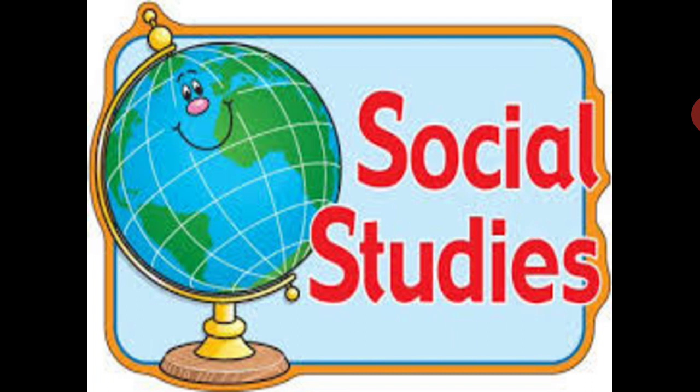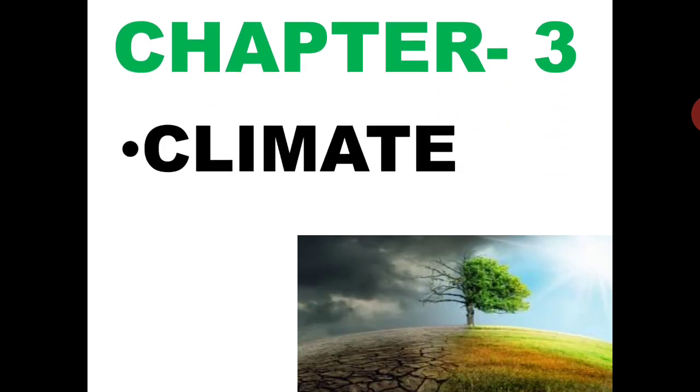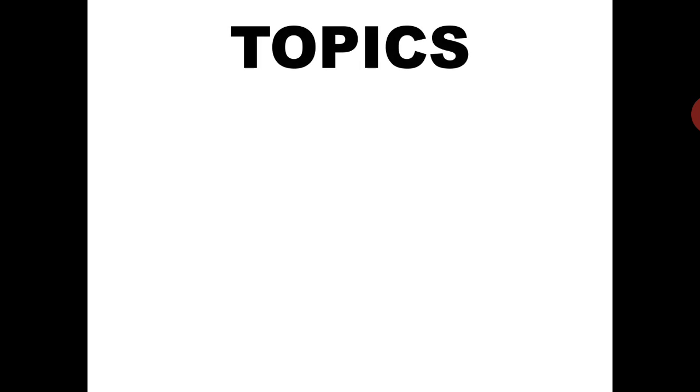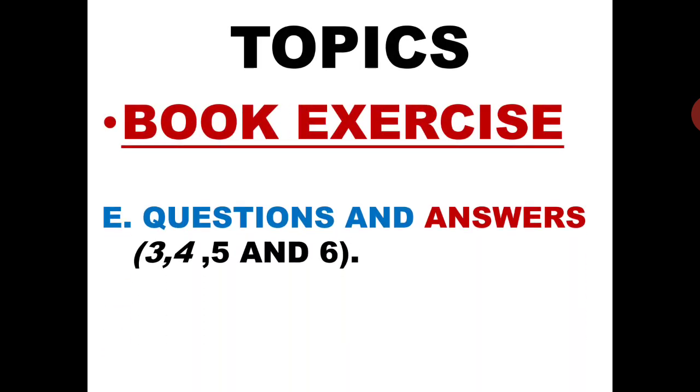So now let's start our social science class. In today's social science class, we will do chapter 3, climate. Today we will discuss the book exercise, questions and answers. In the earlier class, we discussed questions and answers 1 and 2. In today's class, we will discuss questions and answers 3, 4, 5 and 6. So let's start with question 3.